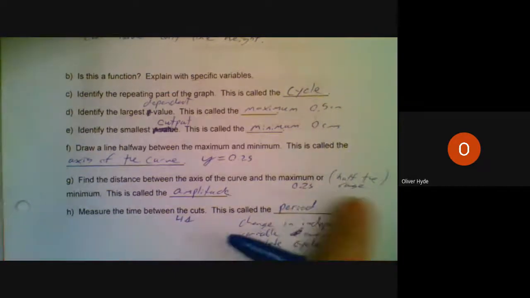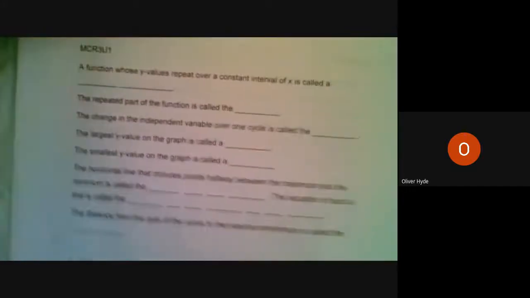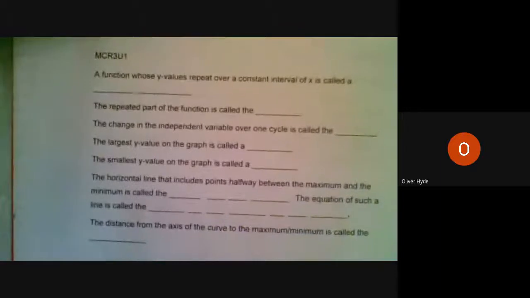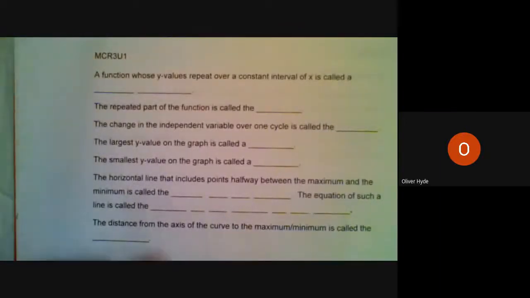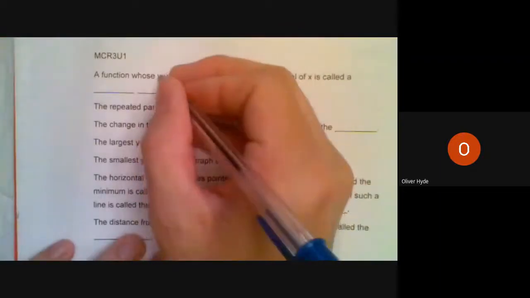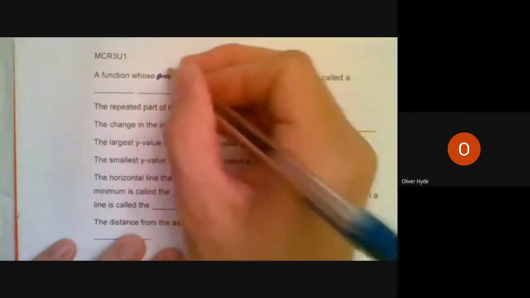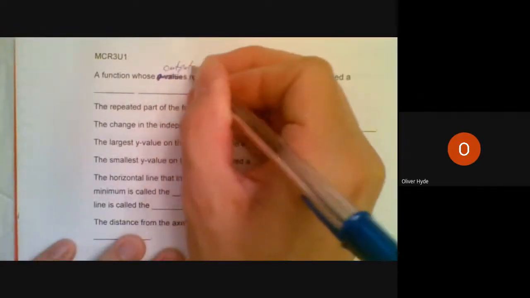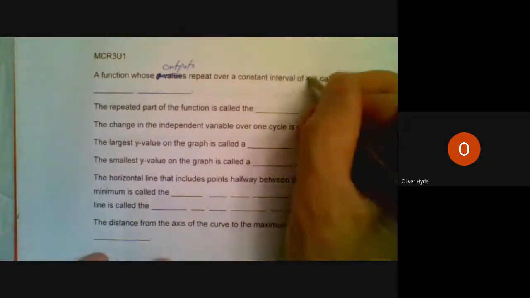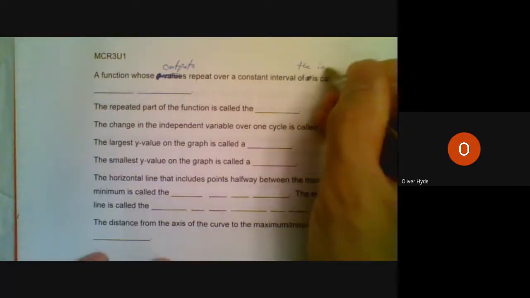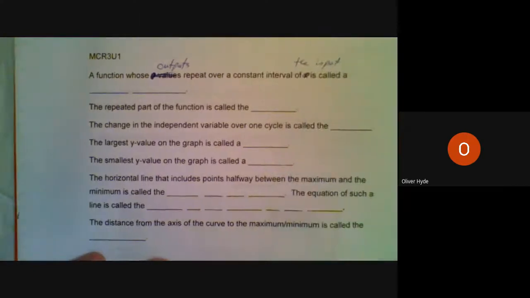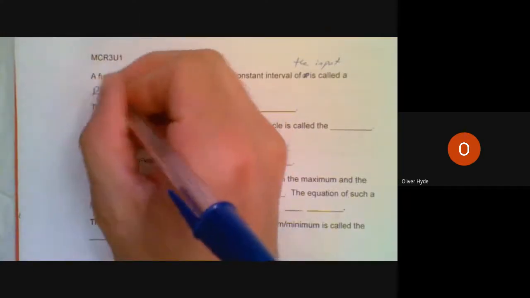Okay. Let's define these terms on the back. There's some kind of ridiculous fill in the blank stuff here. A function whose, let's just fix this and make it a little bit more generic, I've been meaning to do that permanently for a while. A function whose outputs repeat over a constant interval of the input is called a periodic function.